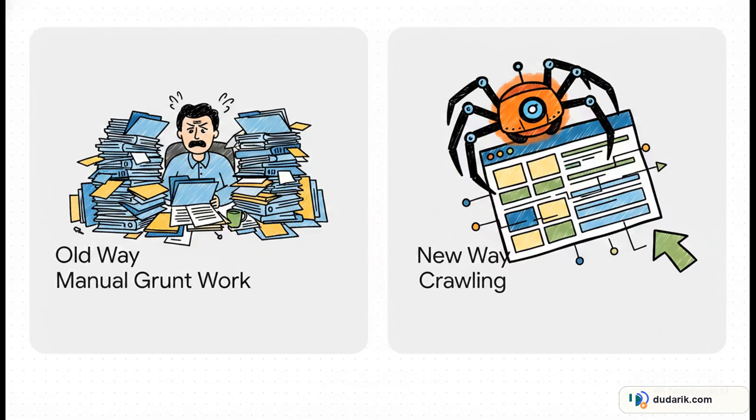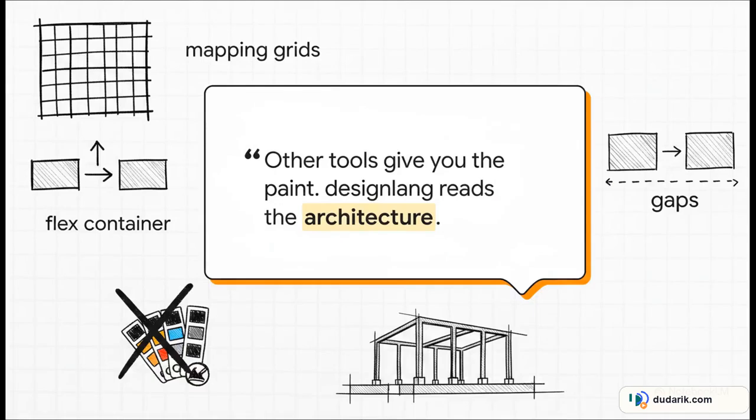There's a quote from the source material that I absolutely love because it perfectly captures what's happening here. Other tools give you the paint. DesignLang reads the architecture. We aren't just grabbing colors anymore. We're mapping grids, flex containers, and gaps. Most extraction tools just give you a palette, but a design language isn't just colors and fonts, right? It's how those elements structurally relate to one another on the page.